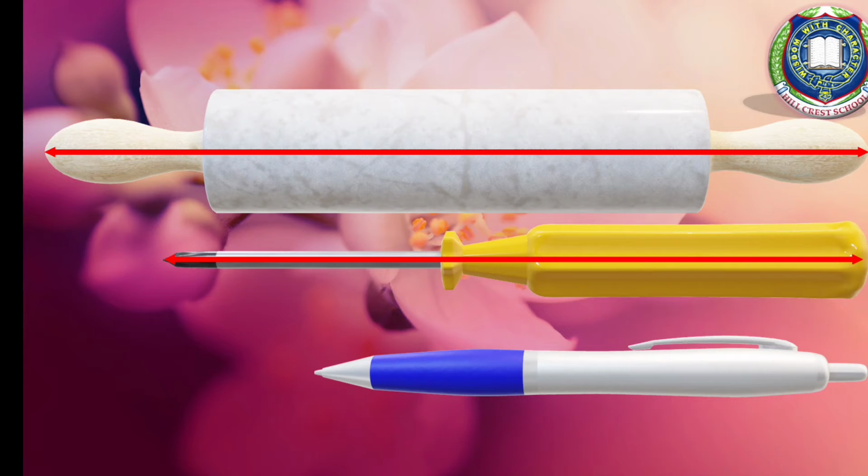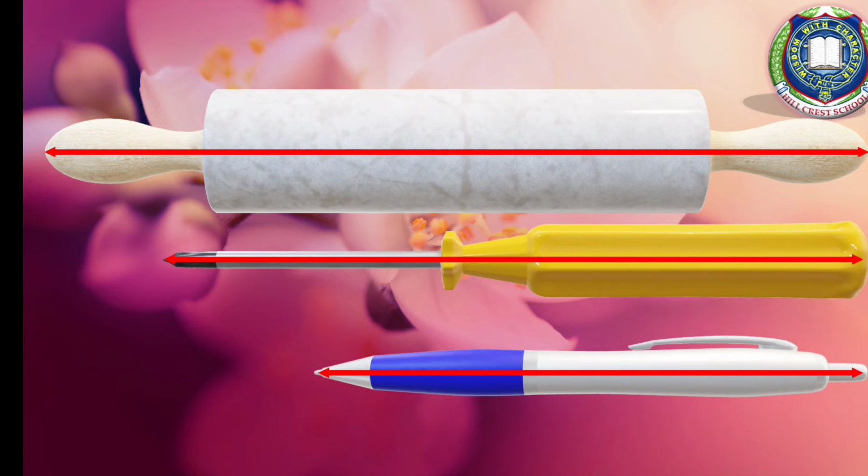Now when we look at this red line that we measure the rolling pin and the screwdriver, we can see that the rolling pin here on top is much longer than the screwdriver. Can you see the line is extending a little bit more on your left, and the screwdriver here is shorter than the rolling pin. Now let us look at this pen. What about the size of the pen? Now we have an even smaller line here measuring the pen.